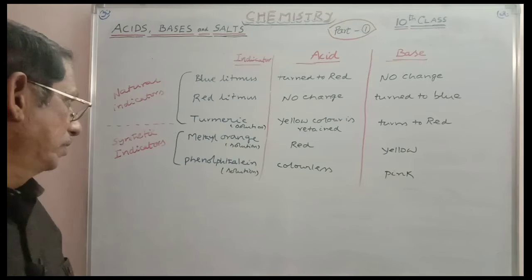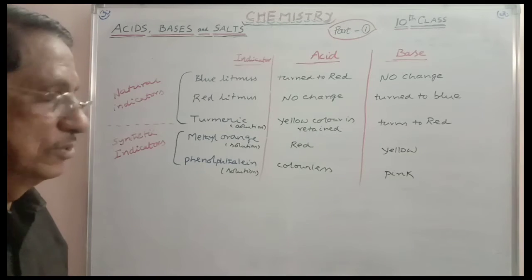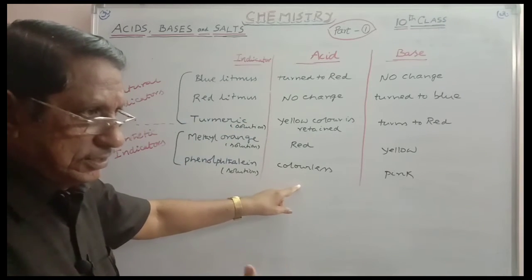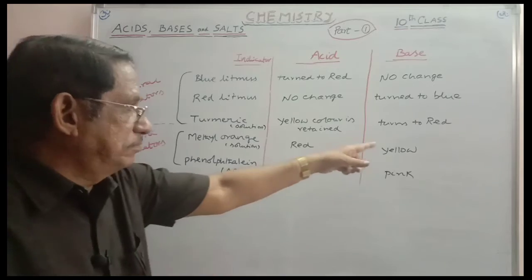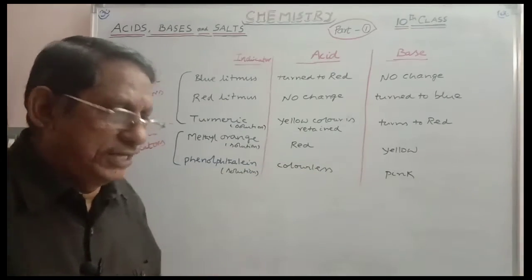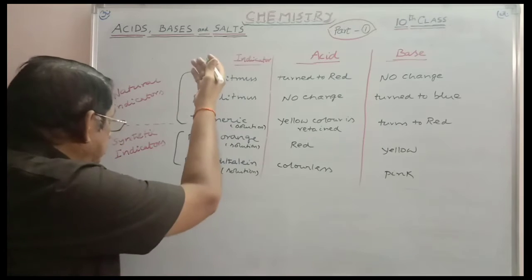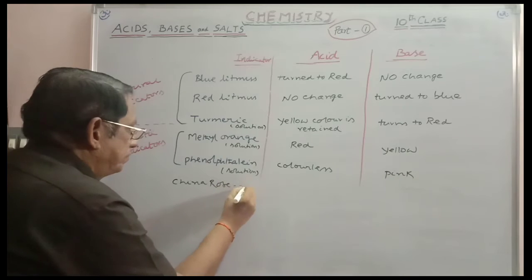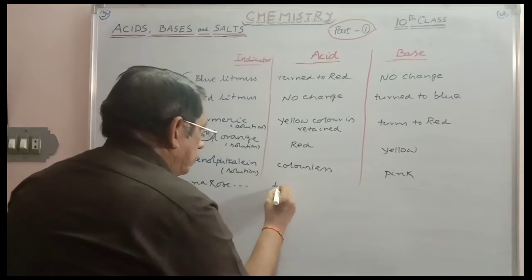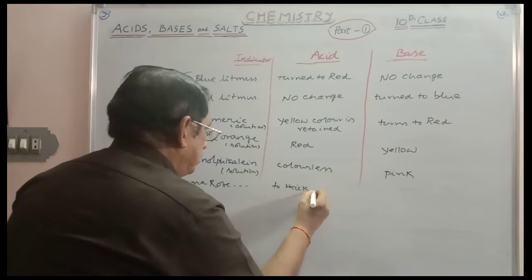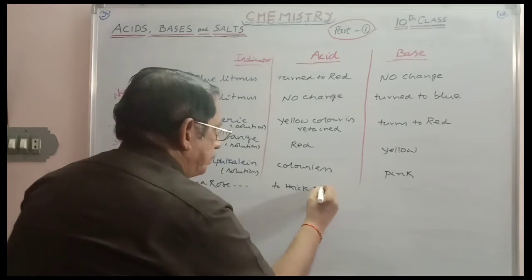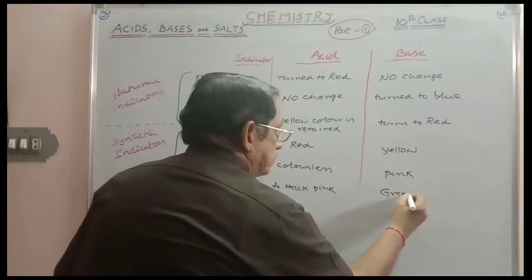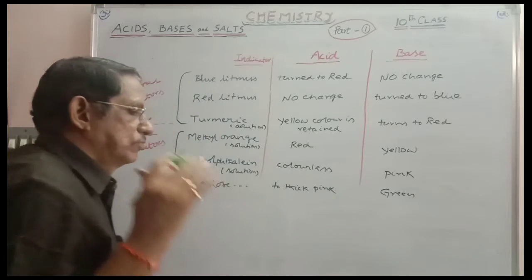Pink color. If you want, you can take China rose, which is a natural indicator with a young rose color. In the case of acidic medium, the color deepens to a deep pink color. And in the case of base, China rose turns green. You can take China rose also if you want. In acid it turns to thick pink color, and in the case of base, the solution turns green.